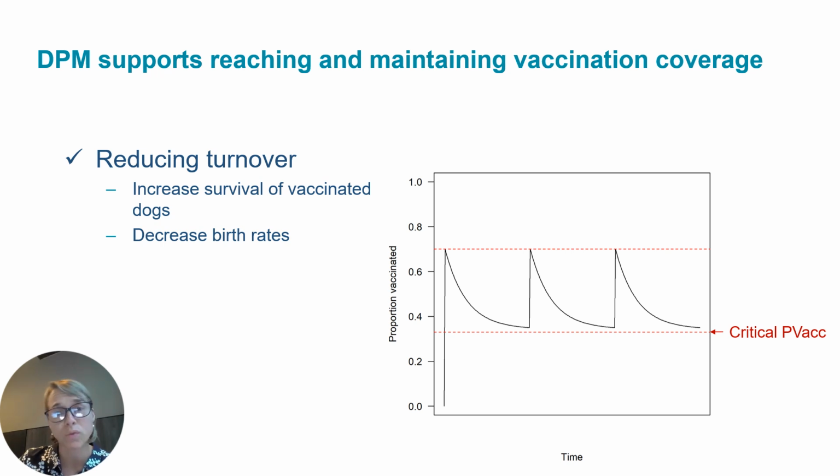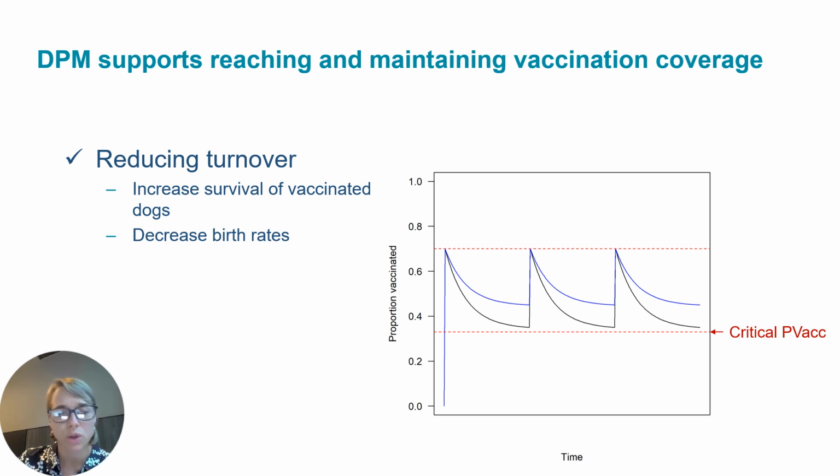So in this graph, we see the proportion of vaccinated dogs rocket up during an annual vaccination campaign and then reduce over the coming months as vaccinated dogs die and susceptible puppies are born, before being boosted back up by the next annual vaccination campaign. In effect, what we can do with DPM is to make this fall in vaccination coverage more shallow, ensuring that it doesn't fall below that critical herd immunity, making our vaccination campaigns more effective.